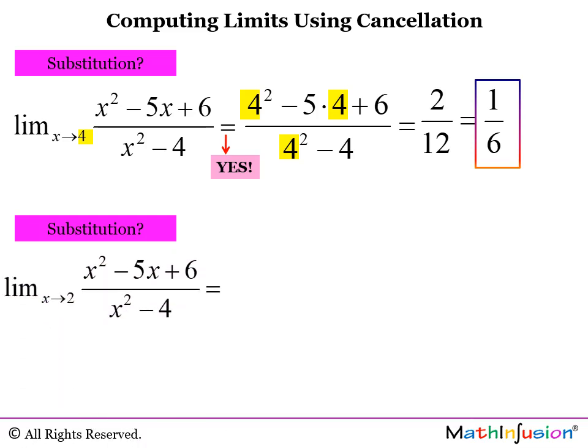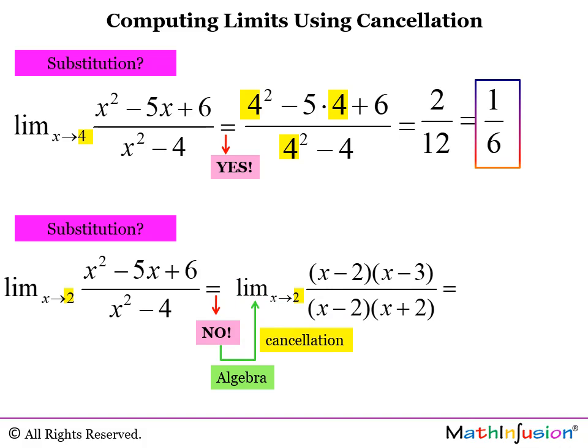Now, again, it's the same function, but now the limit is when x approaches 2. But now when you do that, you get 0 over 0. So the answer to can I substitute is no. So I have to use some algebra. We will use cancellation. We will write the top as (x minus 2) times (x minus 3), and the bottom as (x minus 2) times (x plus 2). Now I'm cancelling the bad.